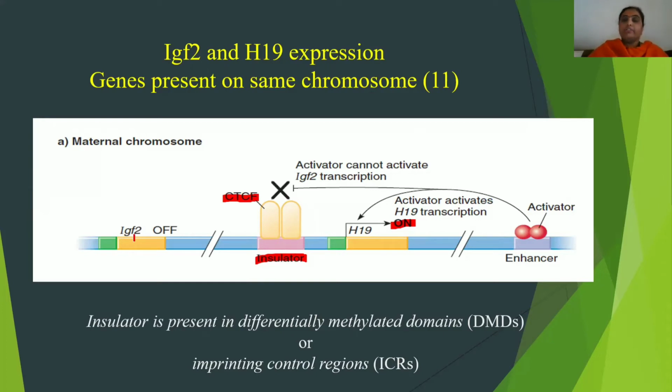Okay, the IGF2 is not allowed to get expressed. When the CTCF binds to the insulator, the CTCF, by binding the insulator, does not allow the enhancer to act over the IGF-2. Thus there is an expression of only H19. There is no expression of the IGF-2 from the maternal chromosome.